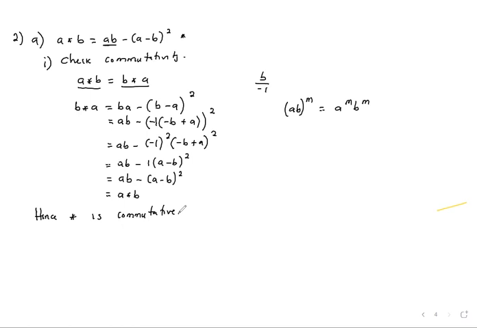Then they give you a simple one. Use the definition to find 3 star -1 star 2. You just start with this one. What is -1 star 2? Go into the definition. You have -1 multiplied by 2.